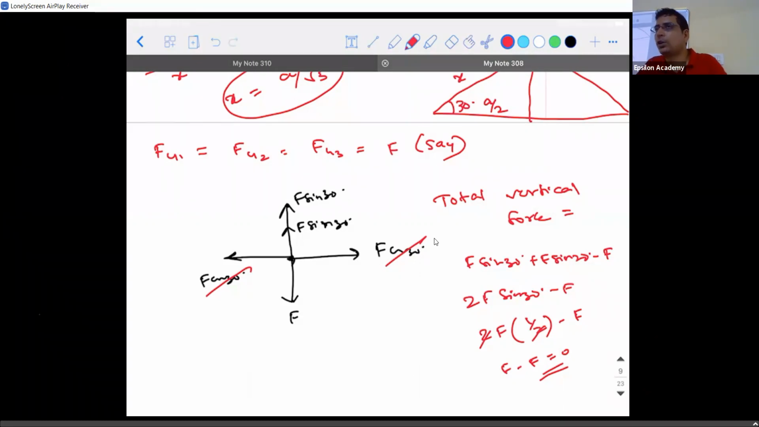Actually, we need not solve all these things. I just showed you all these things to apply the principle of superposition. How can you directly say? Based on symmetry. Based on the symmetry, you can say the net force is going to be 0.